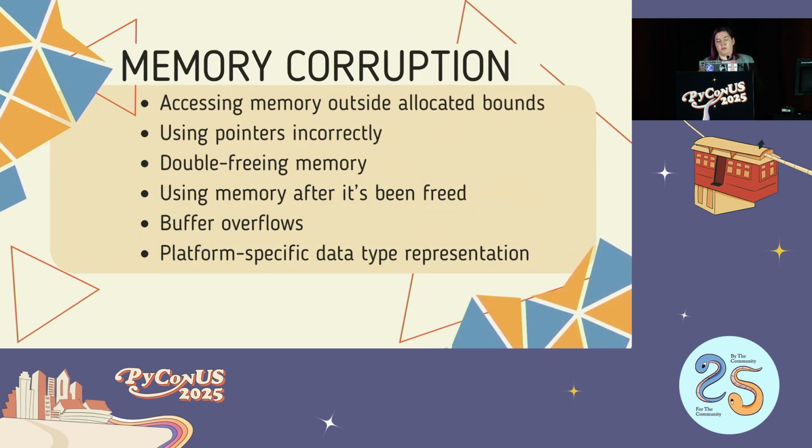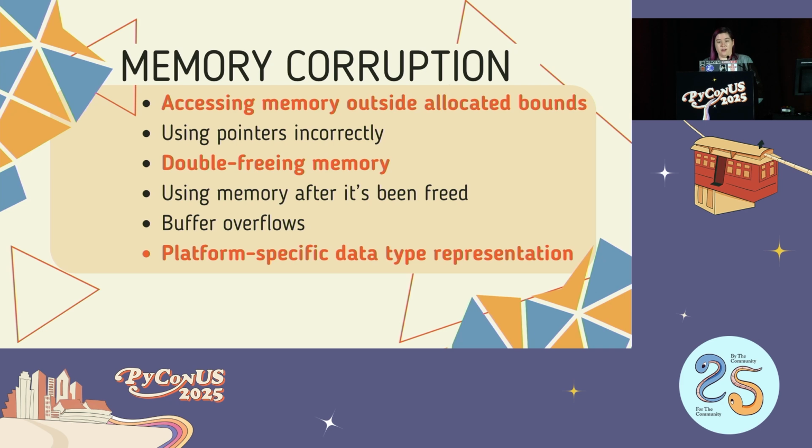So what do I mean when I say there's a memory corruption issue? That can be accessing memory outside of allocated bounds, using pointers incorrectly, double freeing memory, using memory after it's been freed, buffer overflows, or platform-specific data type representation. And in my case, I hit 3 of these.